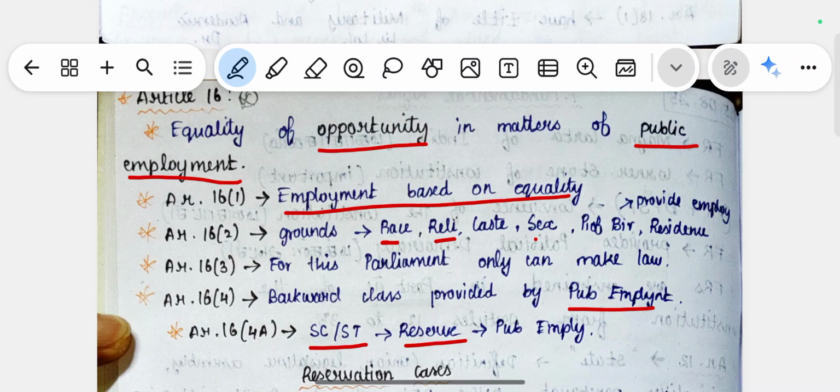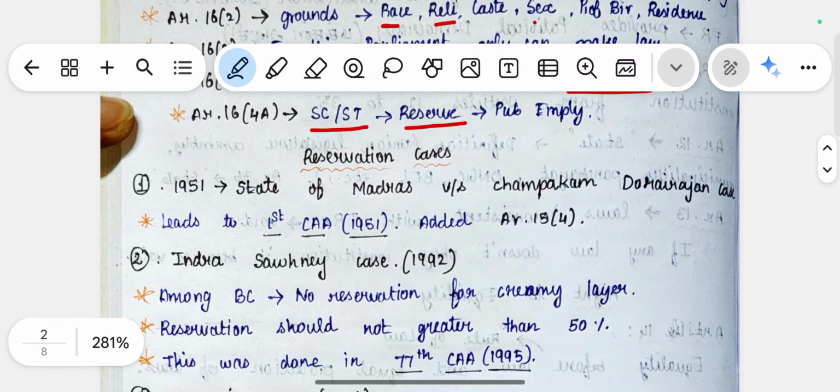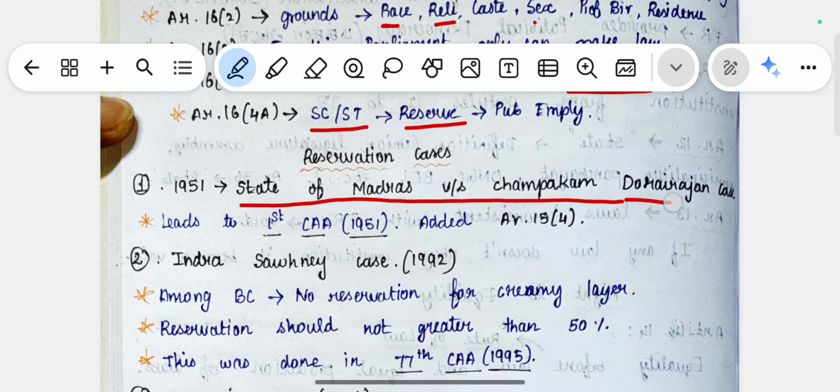So you can't directly give any reservation to particular people, where these people get high reservation and those people get low reservation. Some of these things should not be allowed. So for this, some of the reservations are happening in India. There are so many cases based on the reservation. The first one is in 1951, a case called State of Madras versus Champakam Dorairajan.